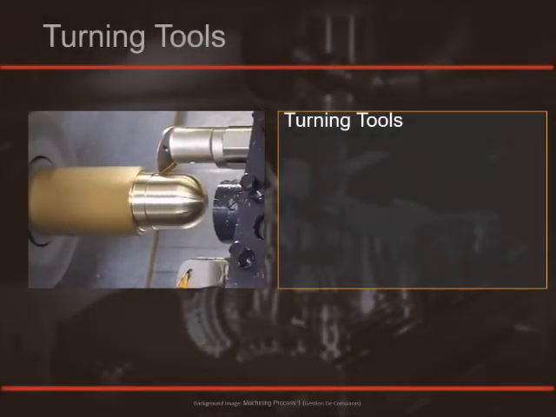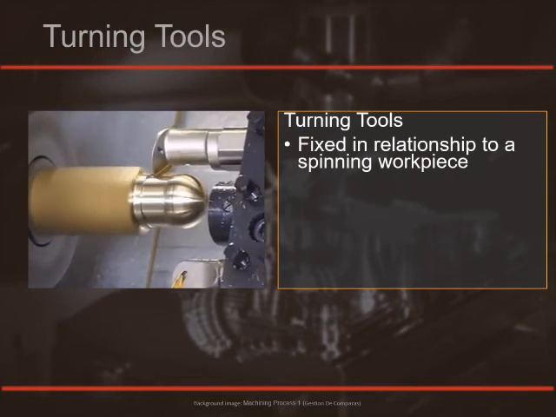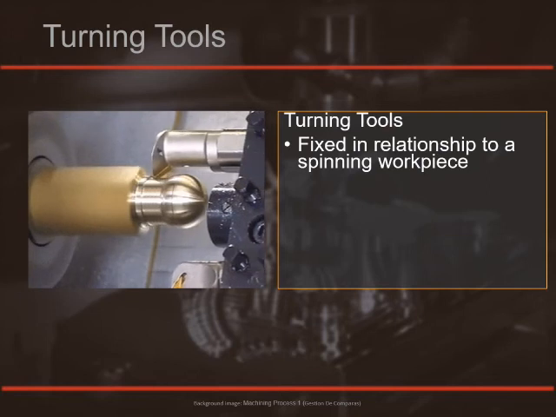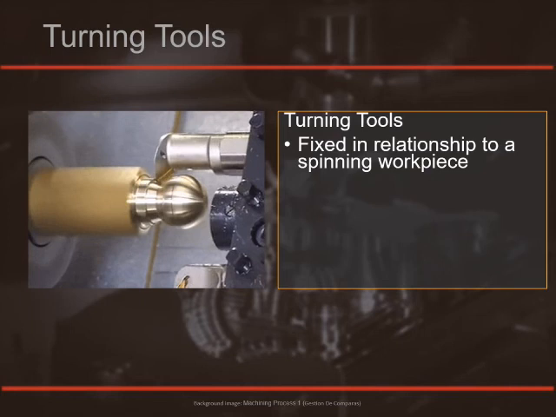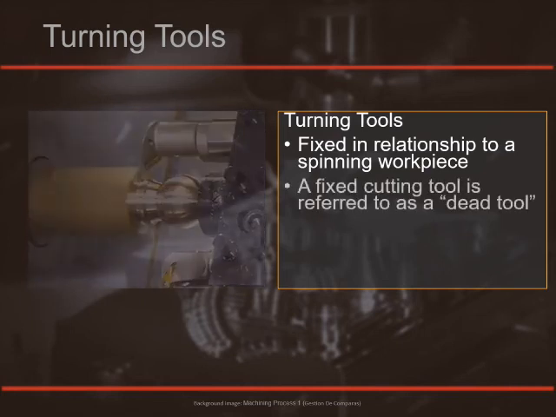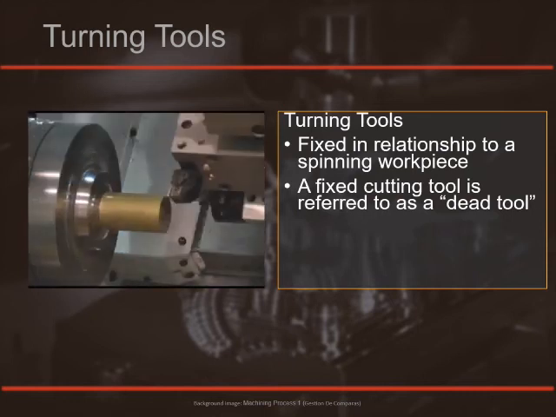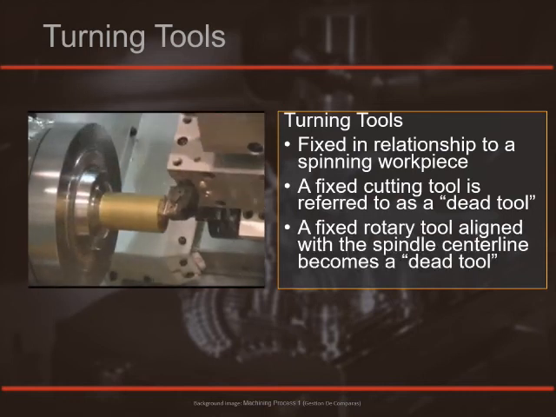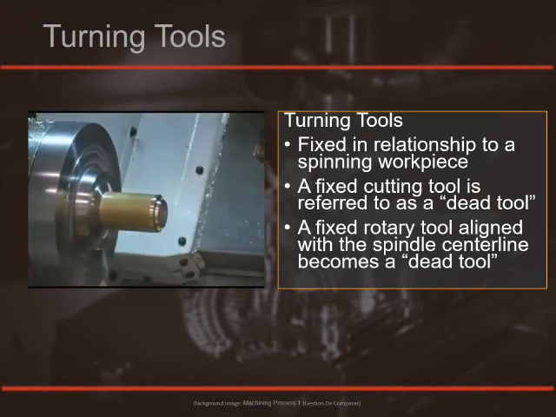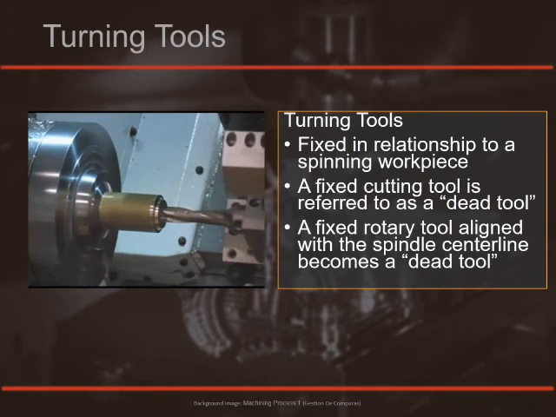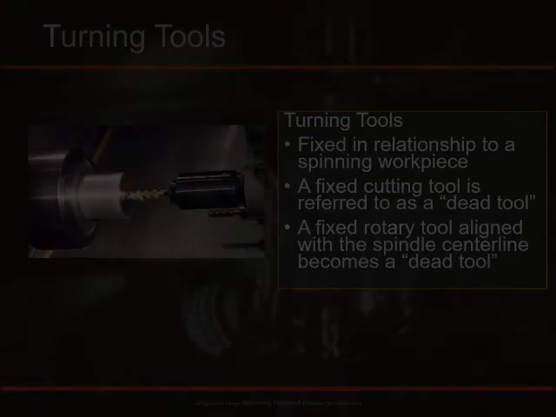Now we're going to move on to turning tools. Turning tools are fixed in relationship to a spinning workpiece when in the machine. A fixed cutting tool is referred to as a dead tool. When a fixed rotary tool is aligned with the spindle center line, it becomes a dead tool, as shown by this tap.